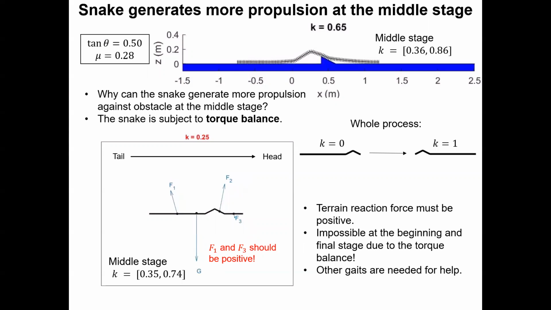That implies that the snake cannot distribute all its body weight on the slope. Why can the snake generate more propulsion against the obstacle at the middle stage? Other than force balance, the snake is also subject to torque balance. We can show this relationship in a theoretical model. We assume that the point of force application is at the middle of each section. Terrain reaction force must be positive. However, in order to satisfy the torque balance, the beginning state and the final state give negative terrain reaction force, which is shown in this animation. Based on this, the model can roughly speculate the range of the middle state. Hence, only when the hump is in the middle range of its body can the snake progress forward.